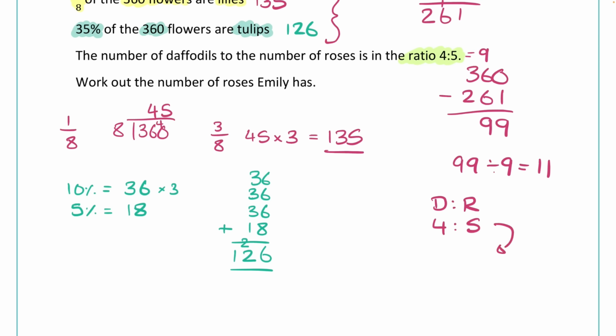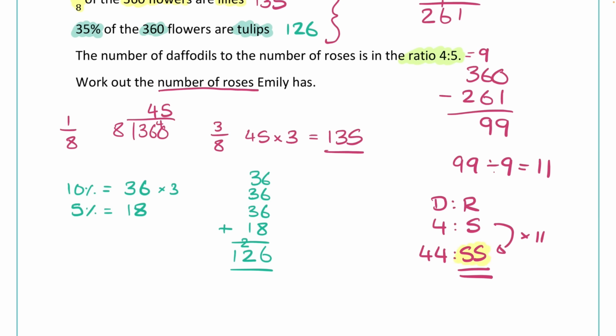And then we have daffodils to roses in the ratio 4:5. We want to multiply both of these by 11, and that's 44 to 55. We want to work out the number of roses that Emily has. Roses is the 5, which is the 55. And there we go, we have 55 roses.